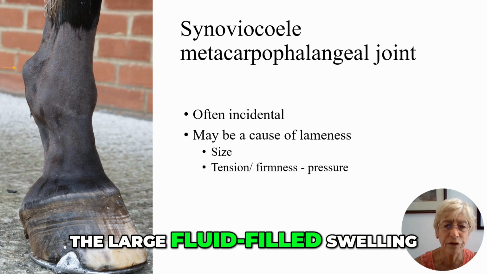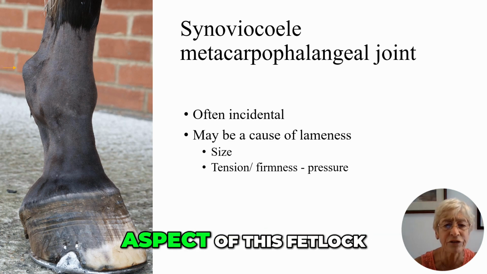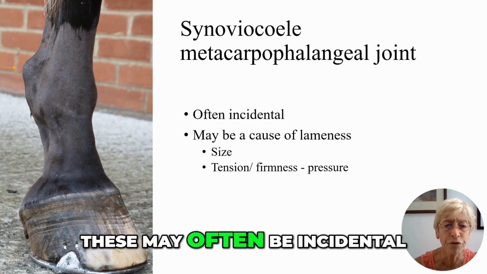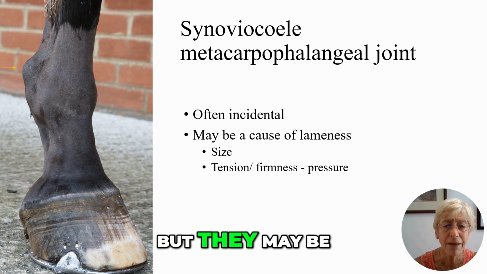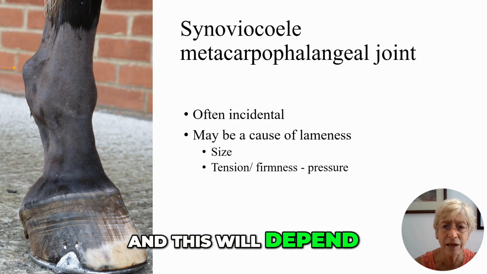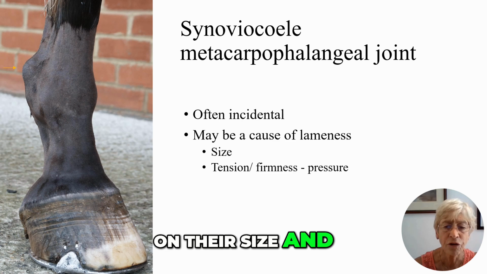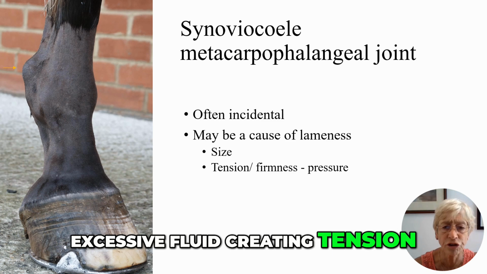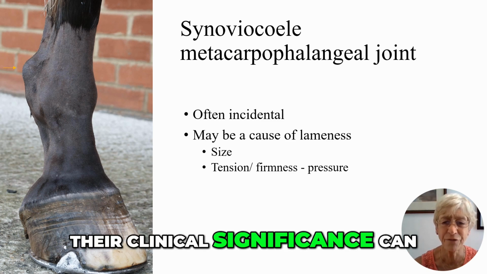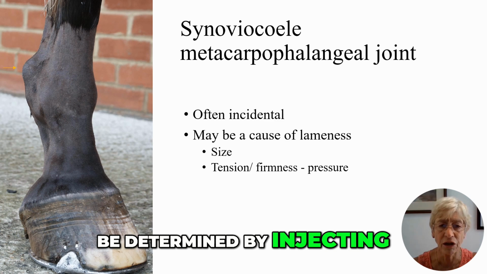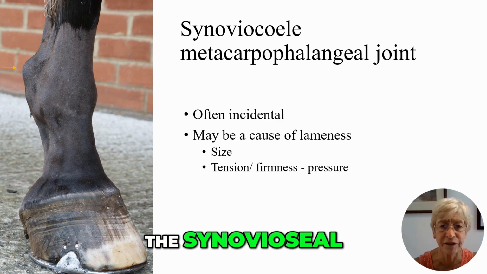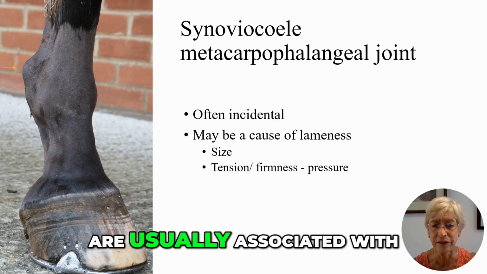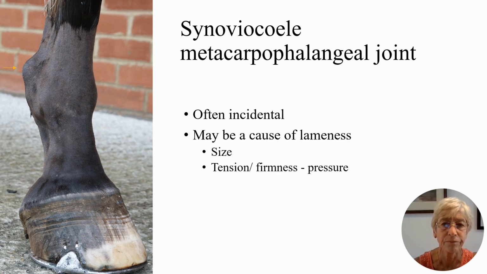The large fluid-filled swelling seen on the palmarolateral aspect of this fetlock is a synoviocele. These may often be incidental, but they may be a cause of lameness, and this will depend on their size and whether or not there is excessive fluid creating tension and pressure. Their clinical significance can be determined by injecting local anesthetic solution into the synoviocele. The synovioceles, although adjacent to the fetlock joint, are usually associated with the digital flexor tendon sheath.